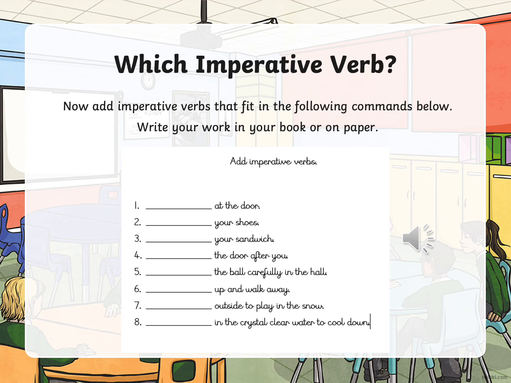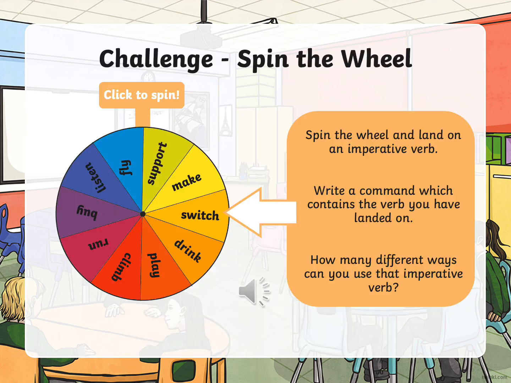Number 4, something the door after you. Number 5, something the ball carefully in the hall. Number 6, something up and walk away. Number 7, something outside to play in the snow. Number 8, something in the crystal clear water to cool down.